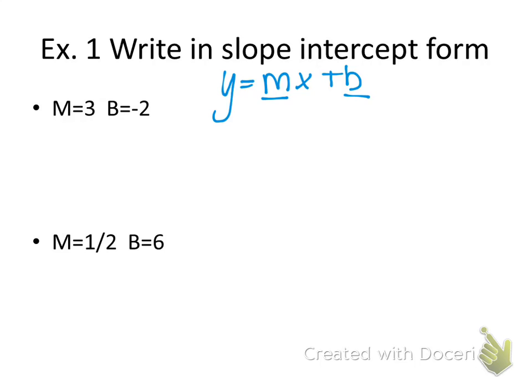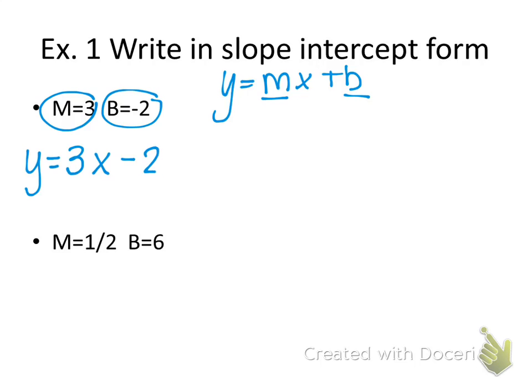So they want us to write this information that they've given us into slope-intercept form. Well, like I said, the only 2 things you need to know for slope-intercept are m and b. Look what they've given you, m and b. So that makes it really easy. All I've got to do is plug in the numbers. So I'm going to write y equals m, which is 3, x, and then plus b. So since it's a negative 2, I'm just going to write minus 2. You could put plus negative 2 there if you wanted to, but you don't have to. And that's slope-intercept form. That's all they want you to do, okay?